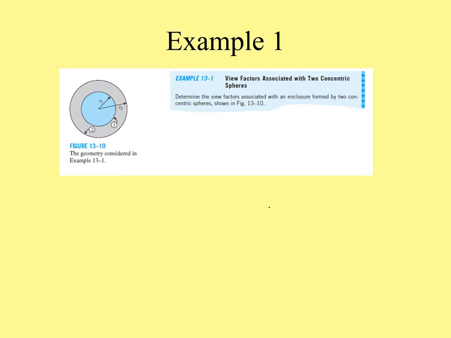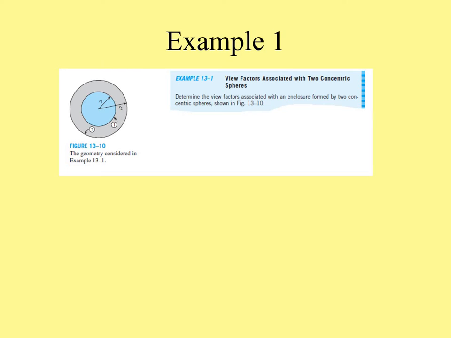Okay, so for this first example, we cover the two rules, which are the summation and reciprocity rules. We have two concentric spheres, the blue one and the grey one. The grey one is an enclosure to the blue one. The blue one is surface 1 and the grey one is surface 2.